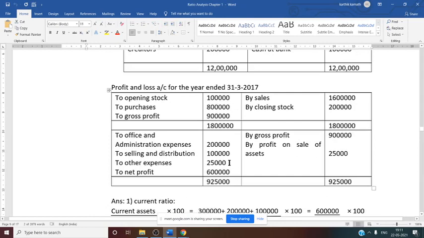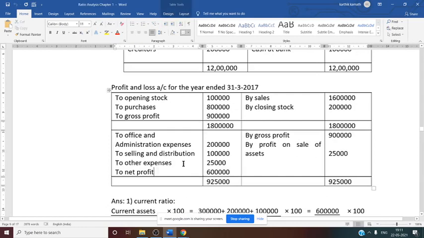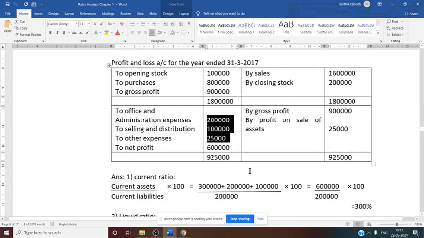If you see the P&L account, there are 3 items mentioned below the gross profit on the debit side. First one, office and administration expenses, that is an operating expense, 2 lakh, plus selling and distribution 1 lakh, that is also an operating expense. Other expense, that is 25,000, that is also an operating expense. Since no information is given about the other expenses, we will assume that it is also an operating expense.